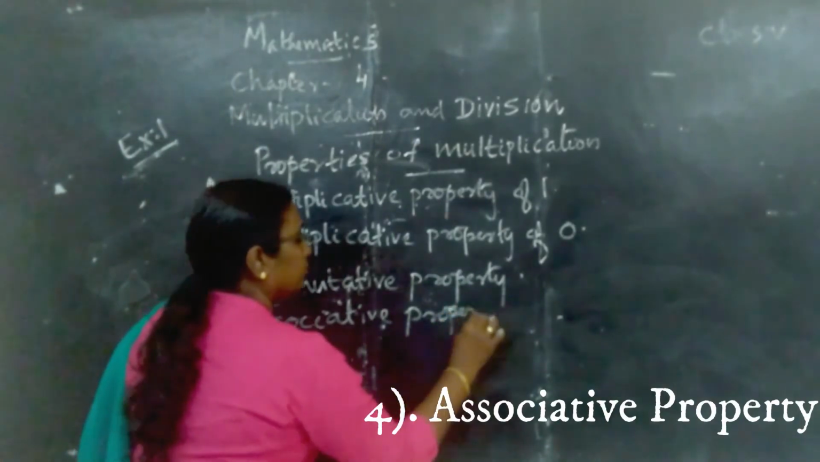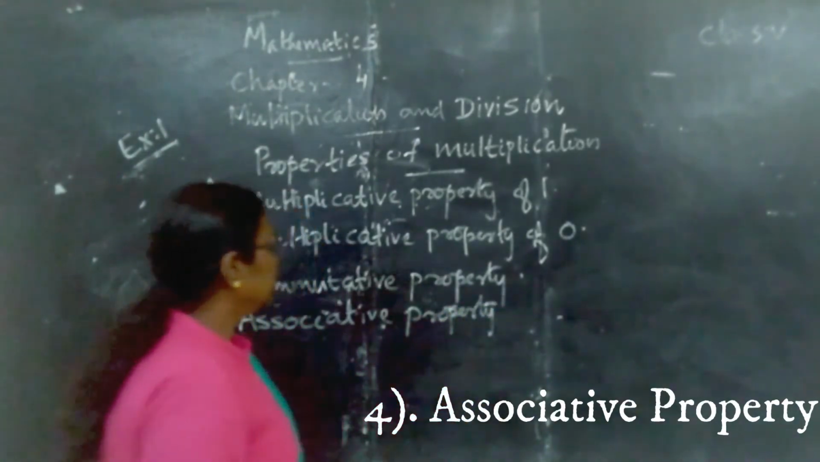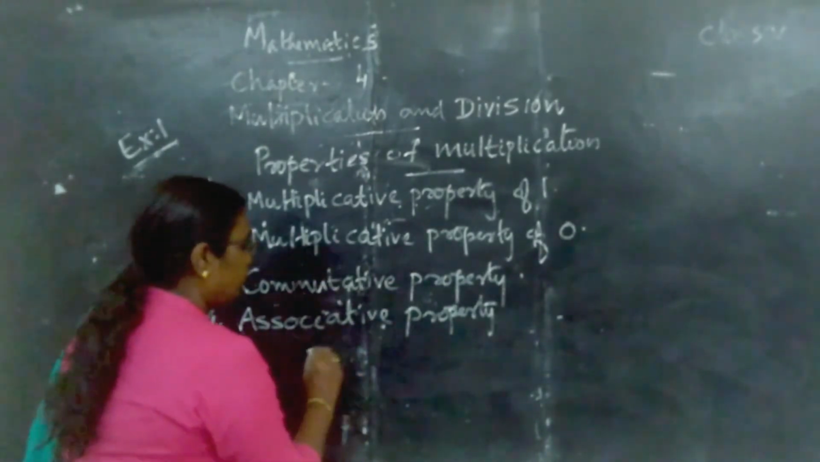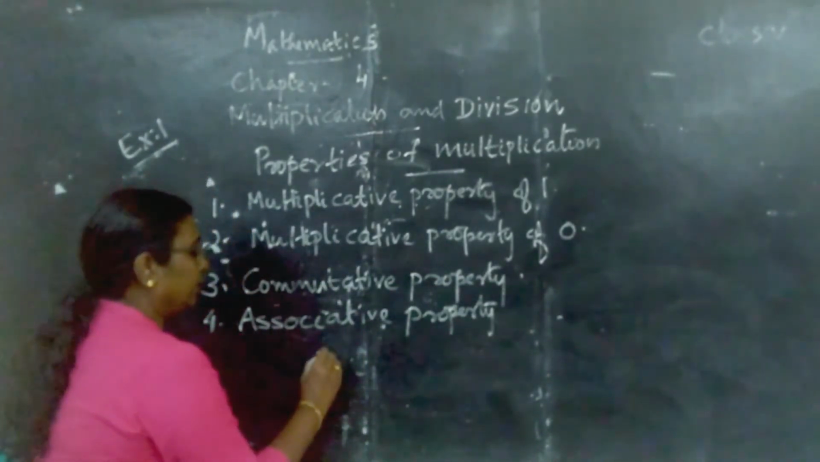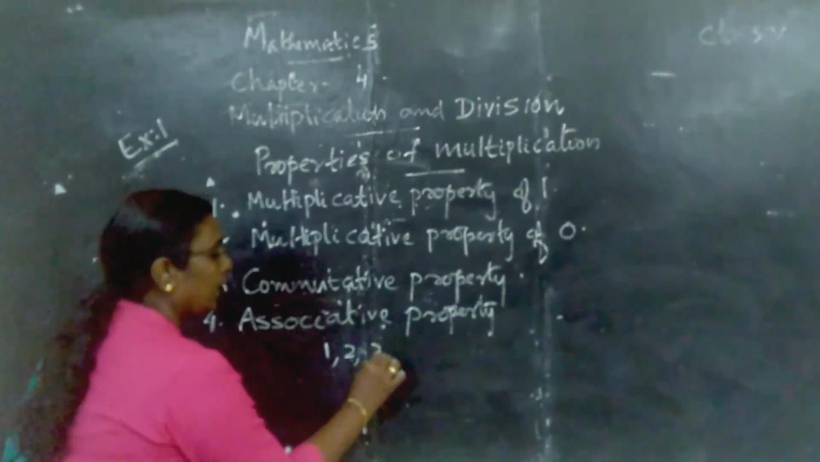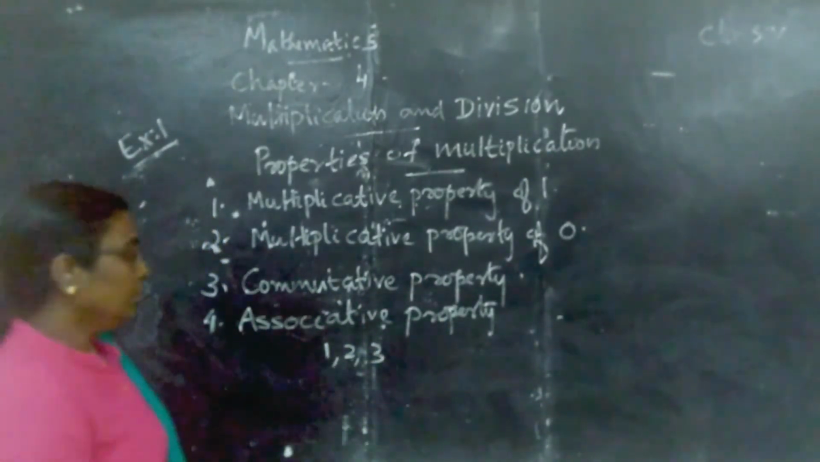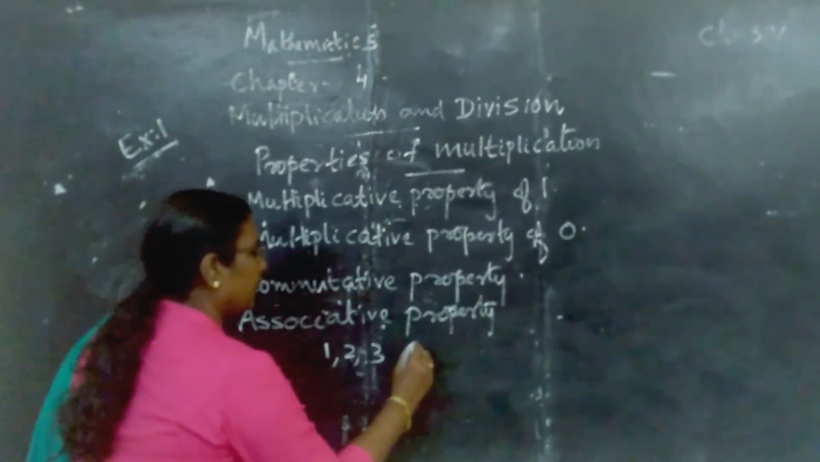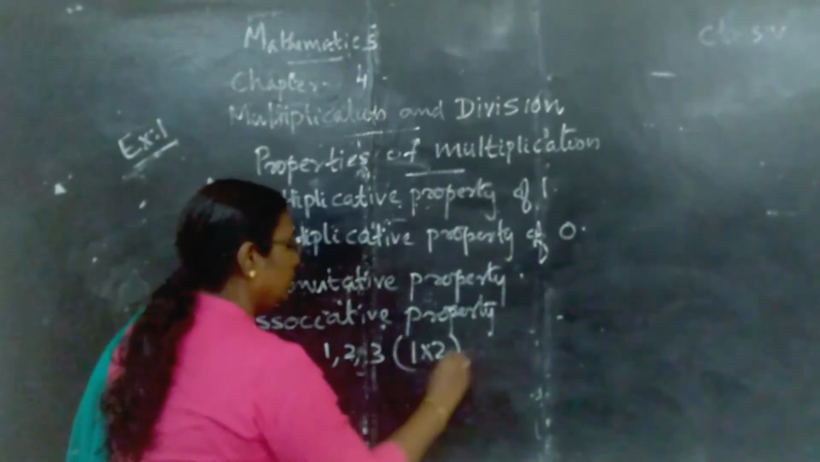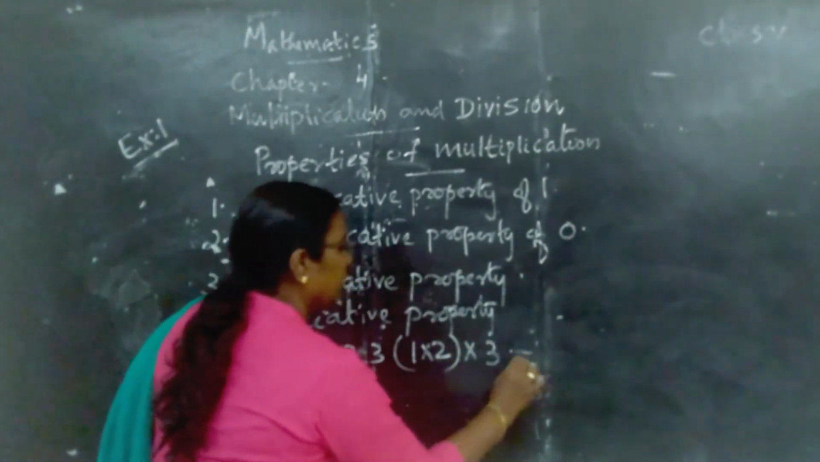Associative property. Look here. We have to multiply three numbers: 1, 2 and 3. First I am going to multiply these numbers in this order. First multiply 1 into 2, then into 3.